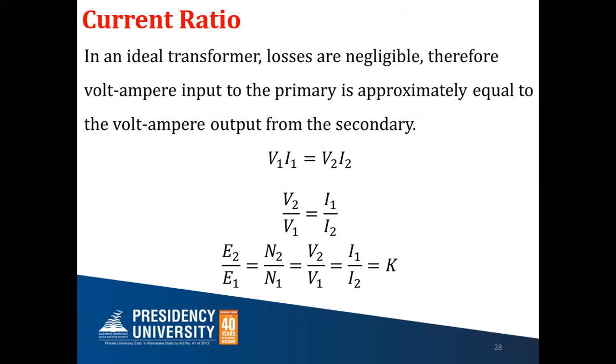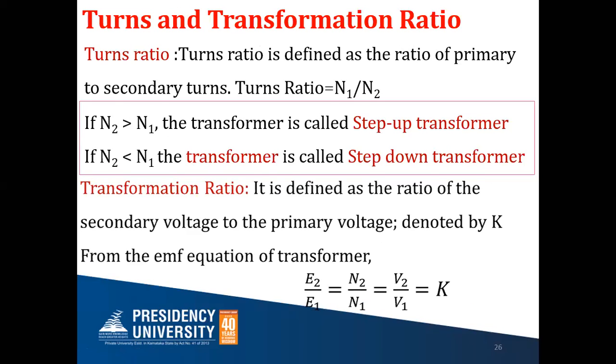Just keep in mind what turns ratio and transformation ratio are. Turns ratio is denoted by the letter small a, so a is equal to N1 by N2. Transformation ratio is denoted by the letter small k. K is equal to N2 by N1, which is equal to V2 by V1, which is equal to E2 by E1, which is equal to I1 by I2. So we have these other types of transformer, step-up and step-down, according to the function of the transformer.